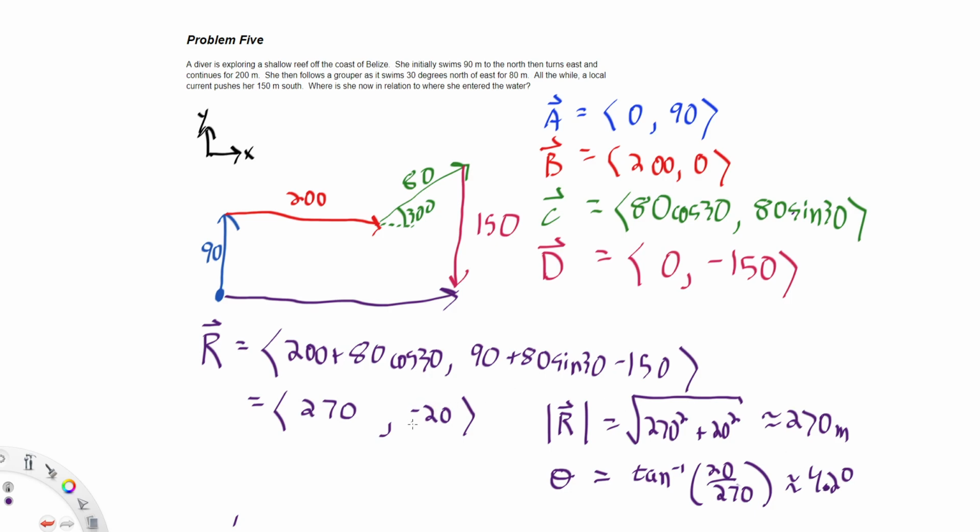And I'm going to specify, right? Note that we have a negative y component, a positive x component. It's going to be in the fourth quadrant. So this is going to be 4.2 degrees south of east.